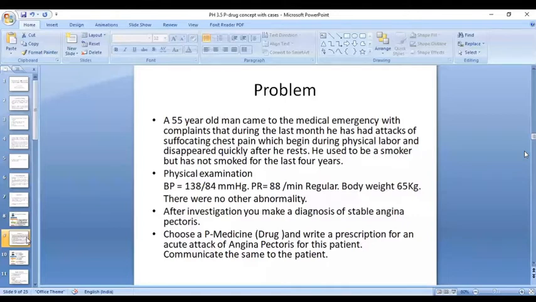Now, on the basis of this problem, we will be going on to select a particular P drug for this patient. A 55-year-old male has come to the medical emergency with the complaints that during the last month he has had attacks of suffocating chest pain, which begins during physical labor and disappears quickly after he rests. And he used to be a smoker, but has not smoked for the last 4 years.